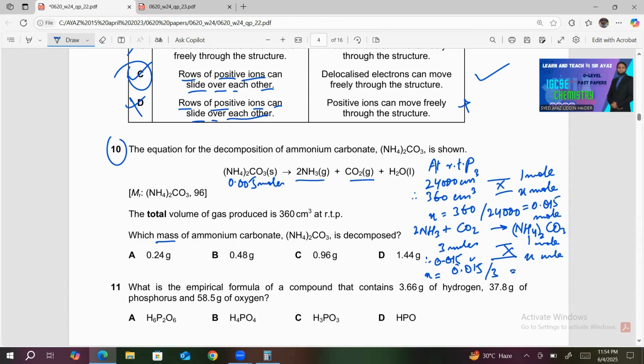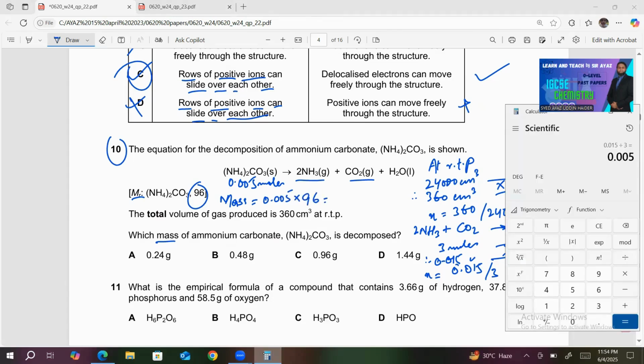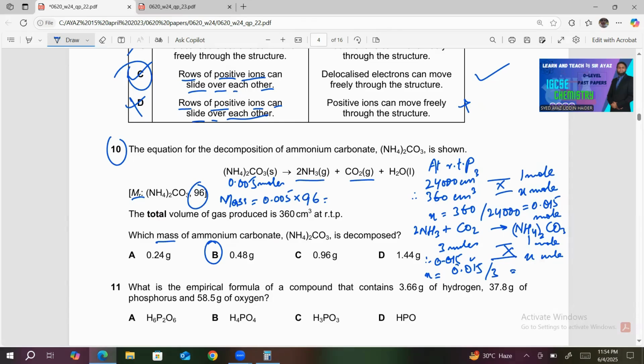So 0.005 moles simply multiplied by the MR, which is 96 here. So the mass is equal to 0.005 multiplied by 96, which is 0.48 grams. So B must be the right answer in this case.